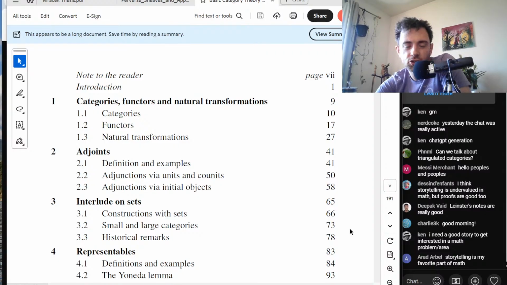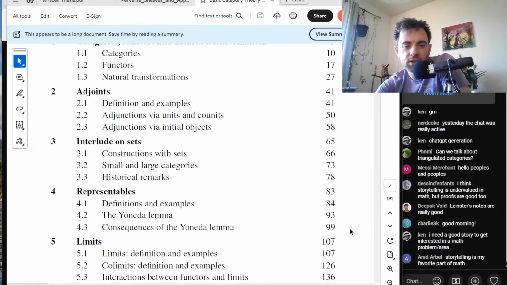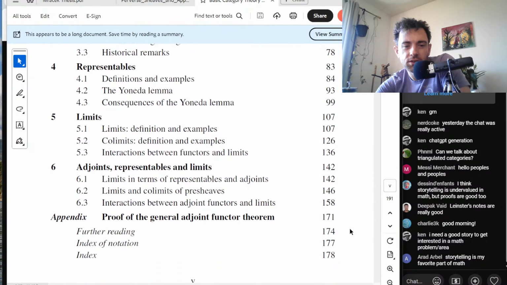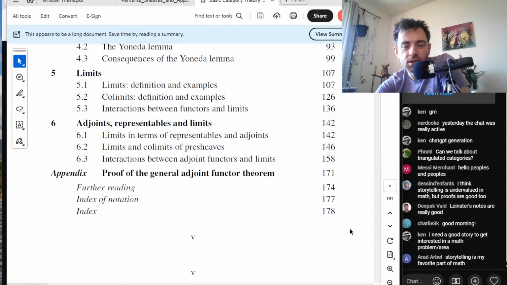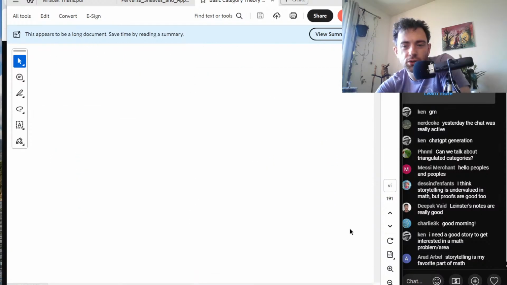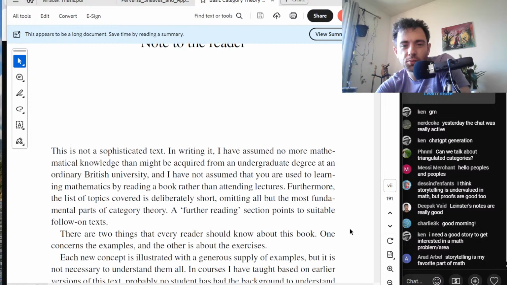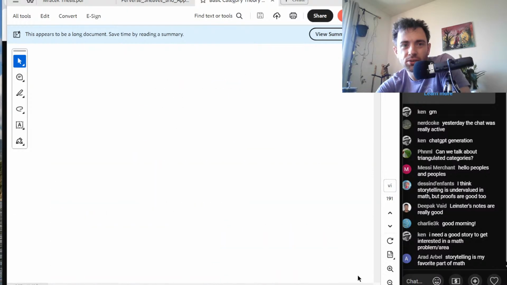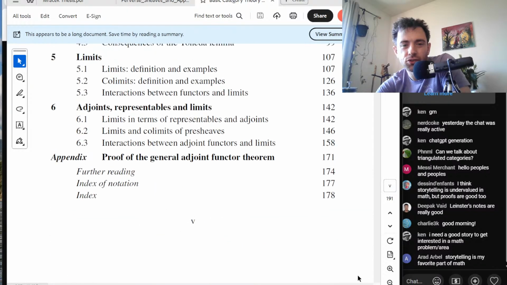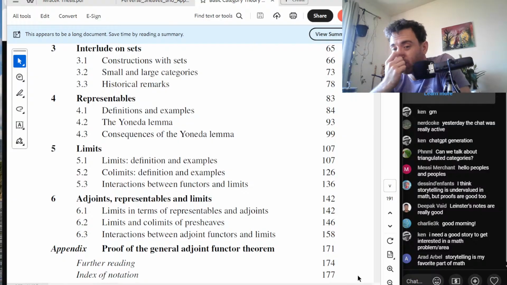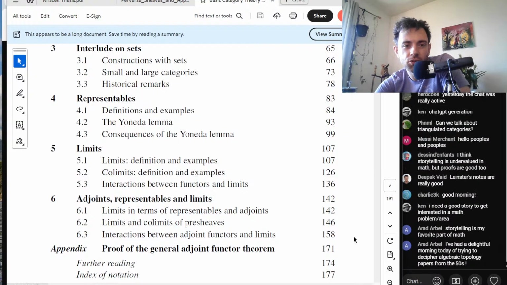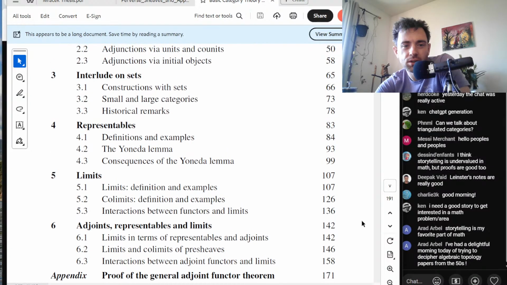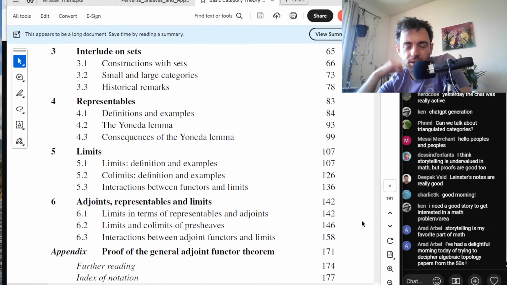Good morning, Charlie 3K. So yeah, I would say if you know this book, the entirety of this book constitutes basic category theory. I can imagine a one-semester course on category theory that goes through this book. That's what I would say is basic category theory.